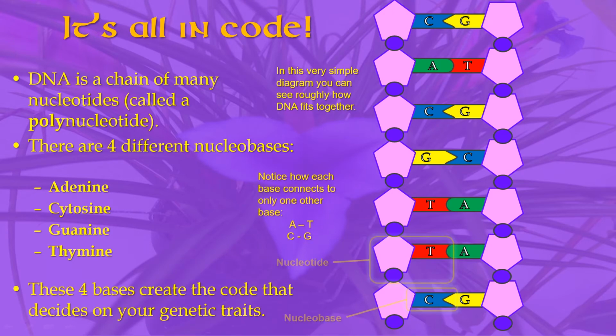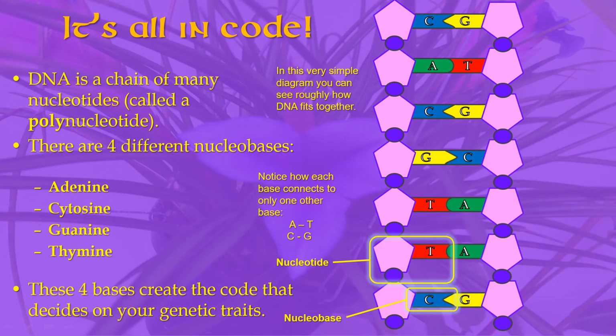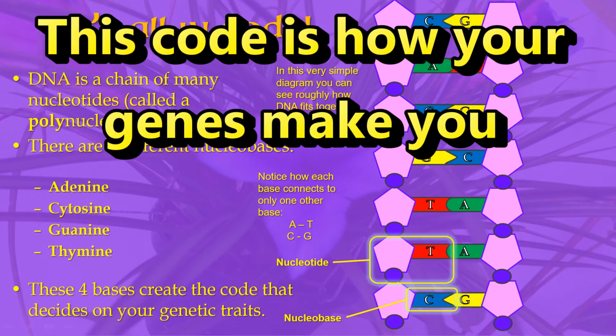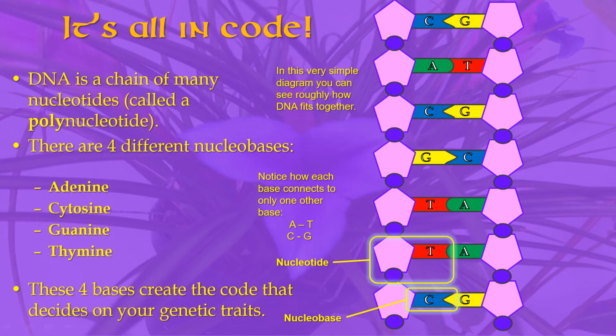Each nucleobase only connects to one other nucleobase, so adenine will only connect with thymine, and cytosine will only connect with guanine. So a molecule of DNA is like a strip of computer code made of the letters A, T, G, and C, and in this way DNA stores the information that writes all of your genetic traits, both those that make you human and also those that decide what kind of human traits you will have.